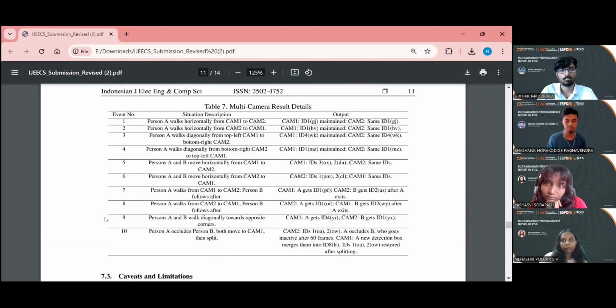Finally, these describe the results of the multi-camera footage on enhanced DeepSORT. There are 10 videos, with the description of all 10 videos and the outputs on all 10 videos, which shows what output was observed.